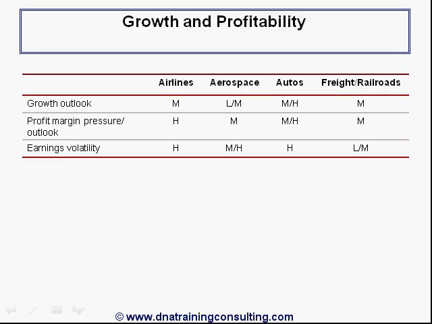This next table breaks down growth and profitability into 3 sub-characteristics listed in the first column. Not surprisingly, profit margin pressure and earnings volatility score poorly for the airline sector, but the medium ranking for the overall growth outlook for airlines may seem strange given the favorable demographic trends acknowledged in the preceding table.